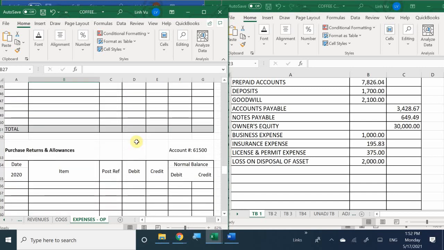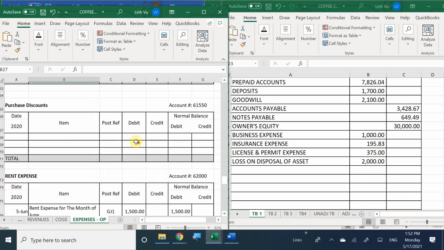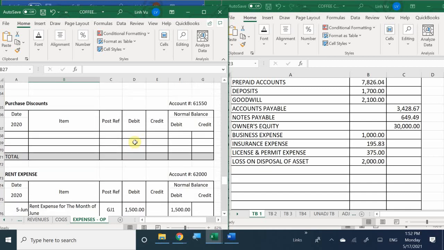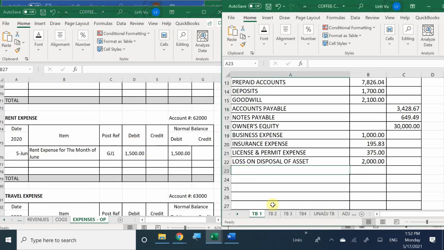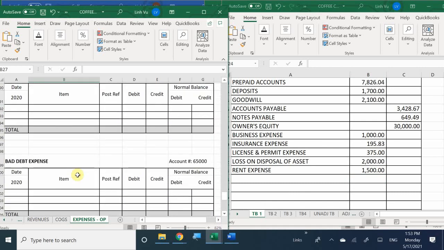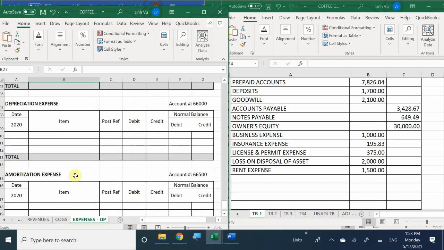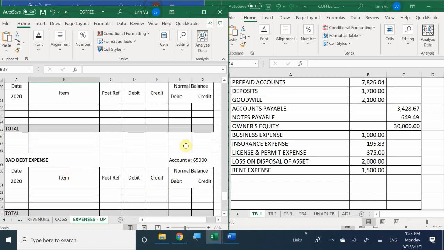What about our purchase expense? We haven't purchased inventory yet. So nothing there. So no purchase returns and no purchase discounts. However, do we have rent expense? Yes. Yes, we do. And how much was that for? $1,500. All right. Any travel expenses, utility expenses, bad debt, depreciation and amortization, none of those expenses are there.